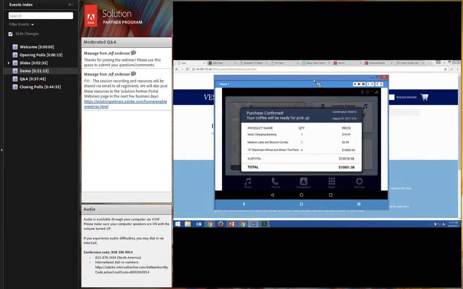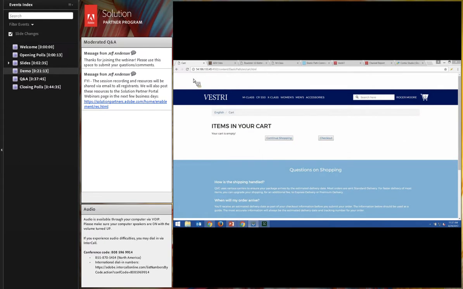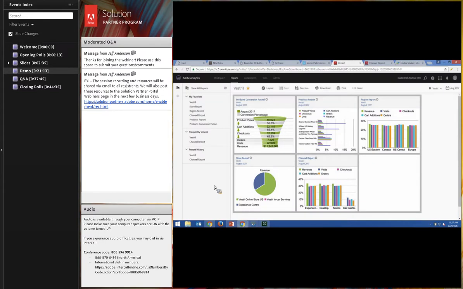Now, one last thing I want to show you today. So we've talked a little bit about the traditional store. We talked a little bit about campaign and target and how we can do IoT devices. So one last thing I would like to show you here is some integration into Adobe Analytics.